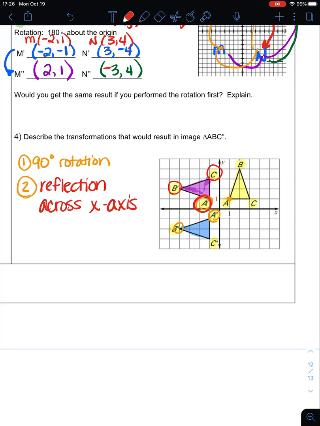Okay, so when you put several transformations together, you're like doing several problems all at one time.